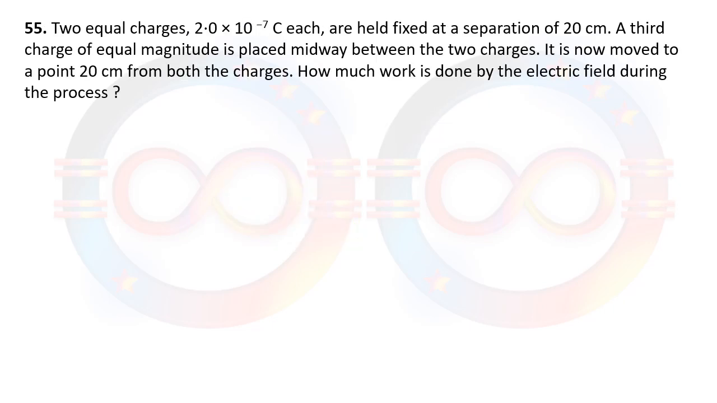Now number 55 is saying that two equal charges 2 into 10 raised to minus 7 coulomb each are fixed at separation 20 centimeter. A third charge of equal magnitude is placed midway, midway means 10 centimeter from both, between the two charges. It is now moved to a point 20 centimeter from both the charges. How much work is done by the electric field? See, in this particular situation, what is the energy of the charge which is being placed in between these two charges?